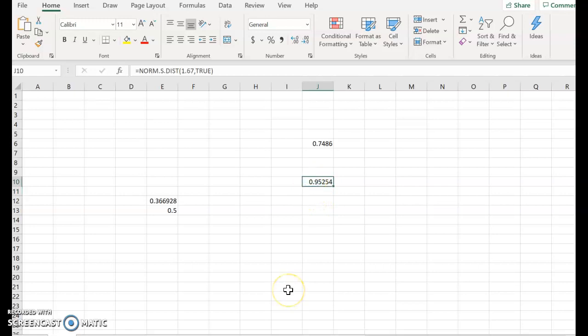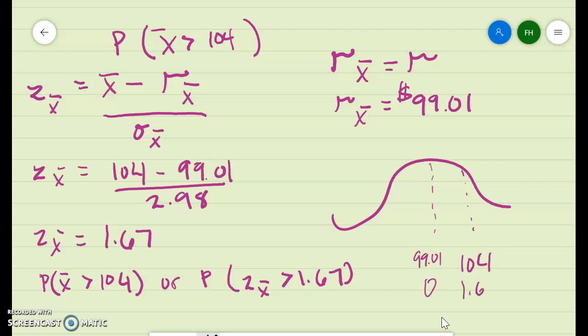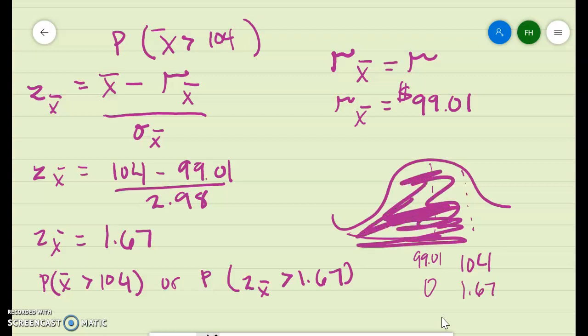This is 0.95254, or 0.9525, but what we have to remember is that's the probability. If we had the mean here, 104 would be over here somewhere, because the mean is 99.01, and the z-score is 1.67. So our probability we just got was less than 104. Remember, when we look it up on the table, it's always the less than side.